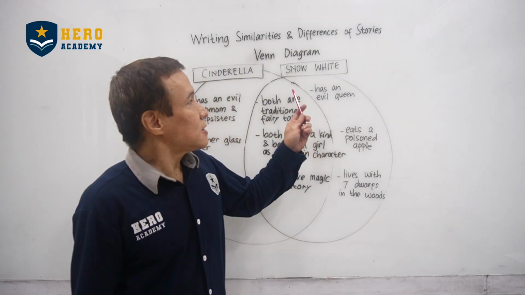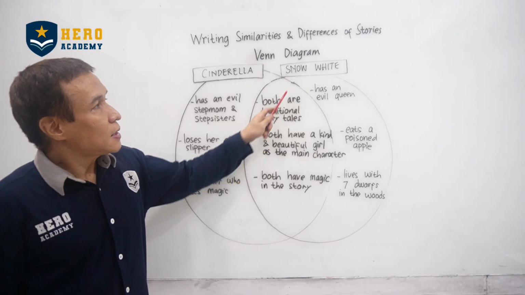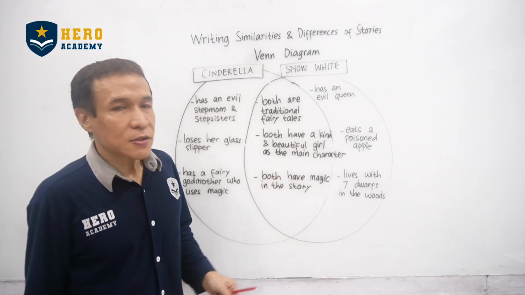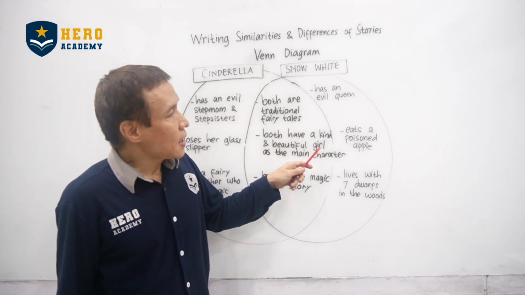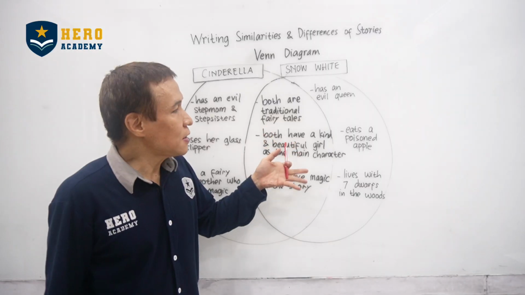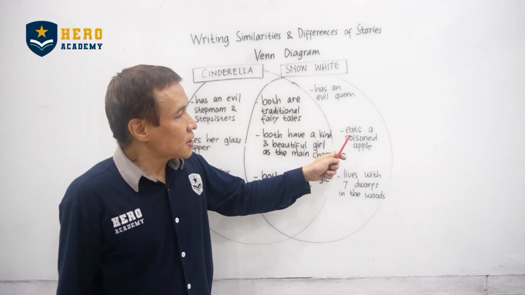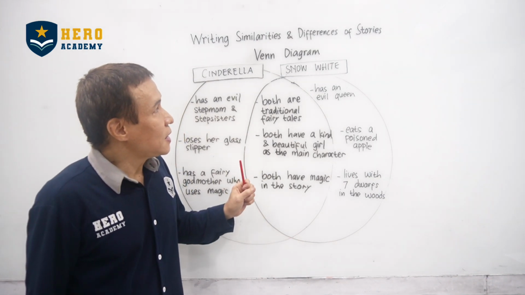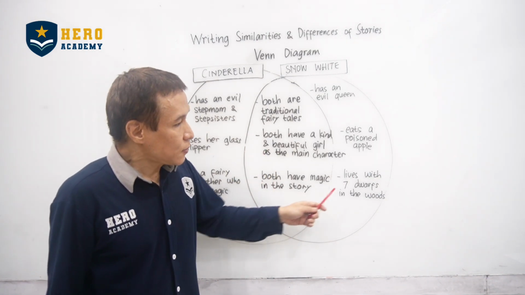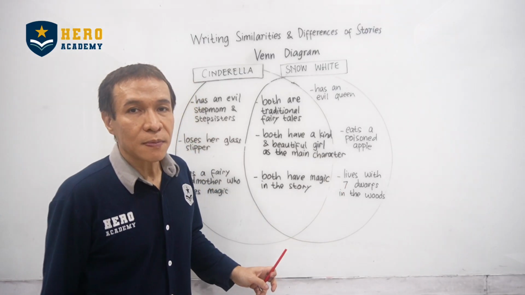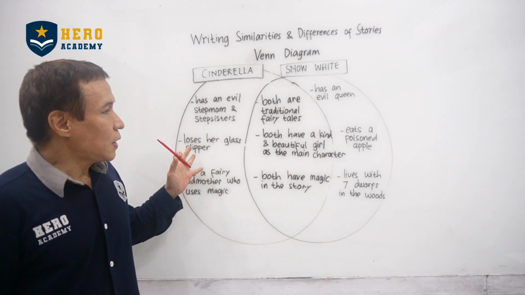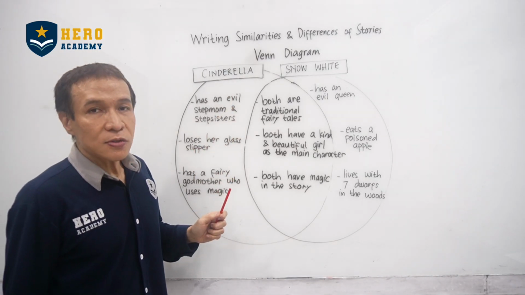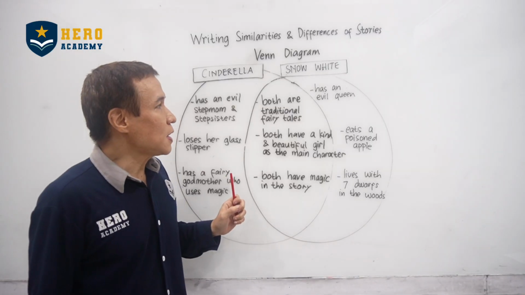Now, let's analyze the next story, Snow White. In Snow White, she has an evil queen. That's when we're talking about the characters. And the problem, or we can say the plot in a story, is that she eats a poisoned apple. What about the setting? In Snow White, she lives with 7 dwarfs in the woods. Okay, so we have been clear about the differences between the two traditional stories that we are familiar with.